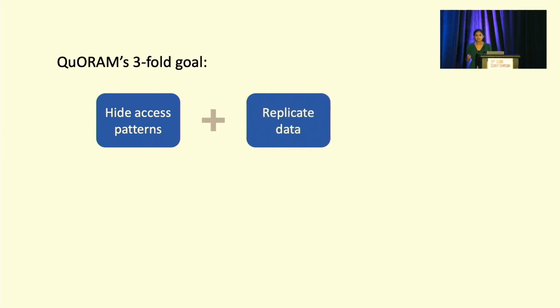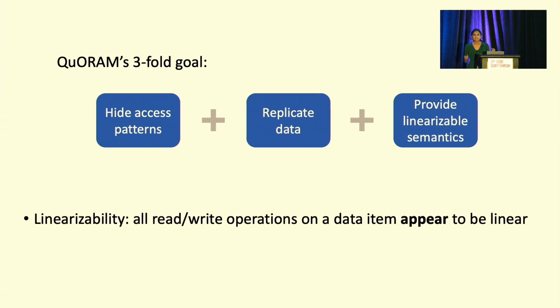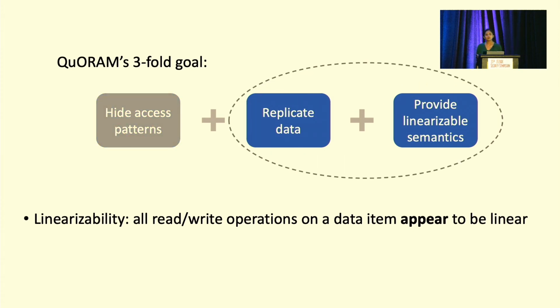We want it to be fault-tolerant, so we want it to replicate the data, and we want it to provide linearizable semantics. What linearizability states is, if I take a single data item that has many read-write operations on it, from an external observer, these operations must appear linear. So in describing how we achieve these three goals, let me first focus on the replication protocol and linearizability.